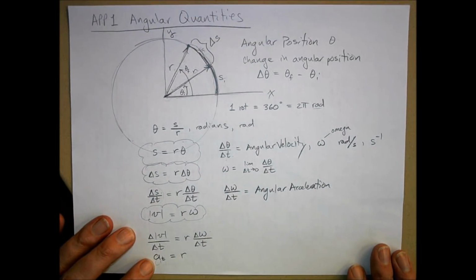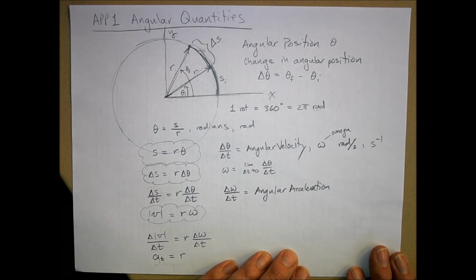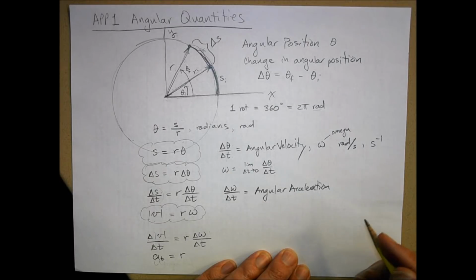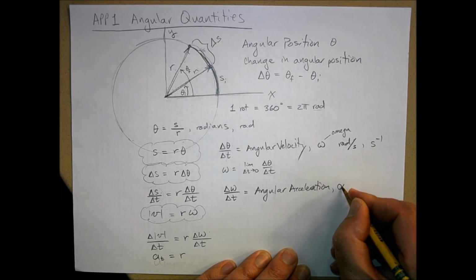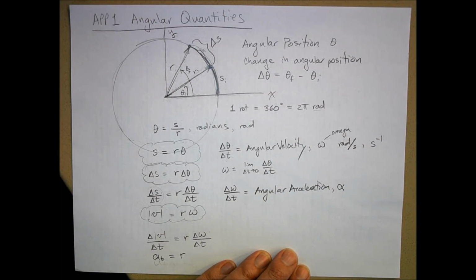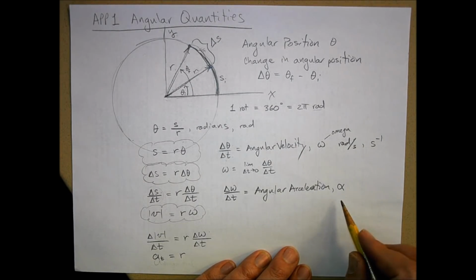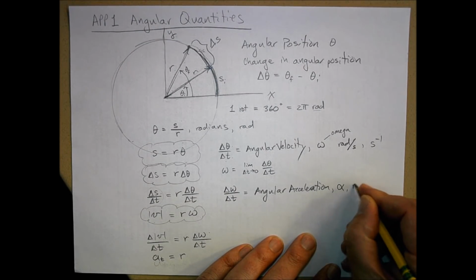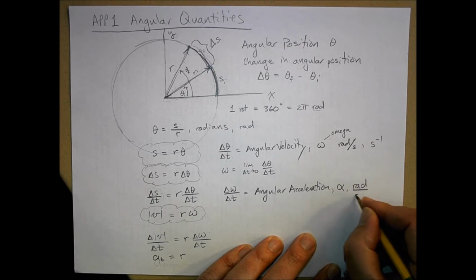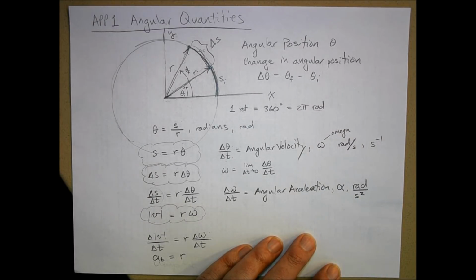Now we have a symbol for angular acceleration. It's an alpha. It's not a fish. People always call it fishy thing. Drives me. No, it's not a fish. It's an alpha. And it has units of radians per second squared. Or radians per second every second, which is radians per second squared.